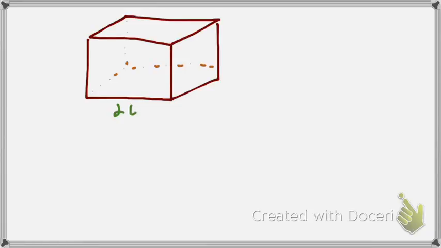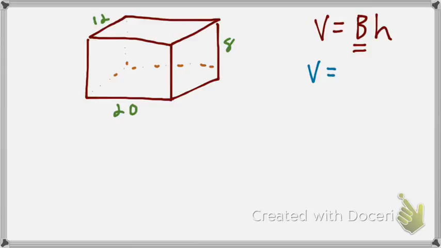All right, let's say this is 20, 12, and 8. The formula for volume is volume equals capital BH. What does the capital B stand for? Area of the base. So, what is our base going to be? What's the shape of our base? The square. Not a square. Rectangle. It's a rectangle. So, area of a rectangle is BH, and then we still have the times H. So, that's here and here.